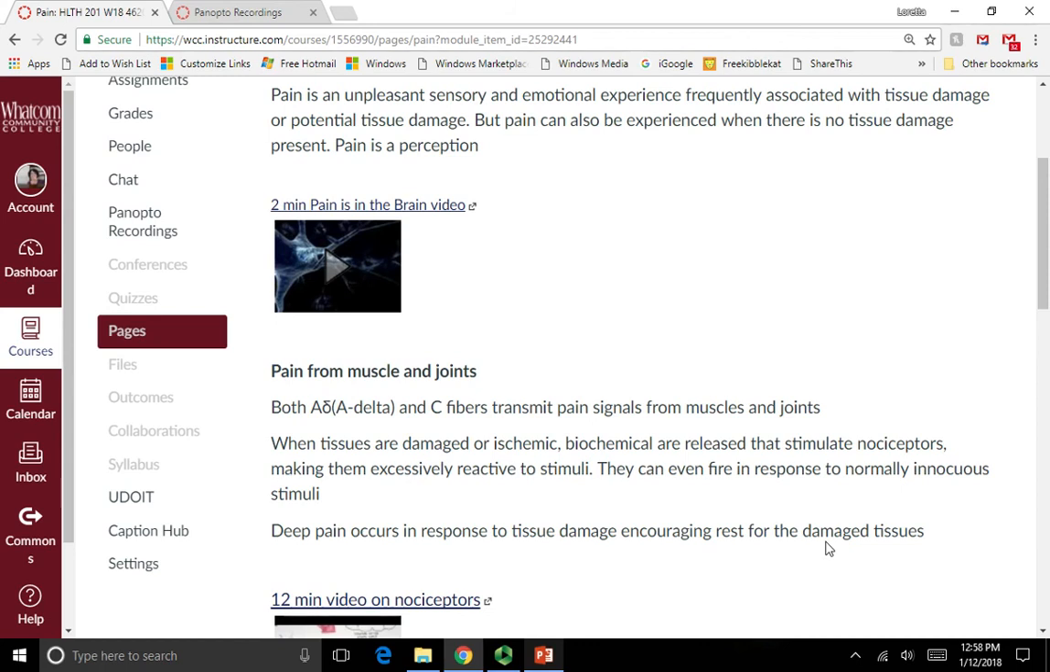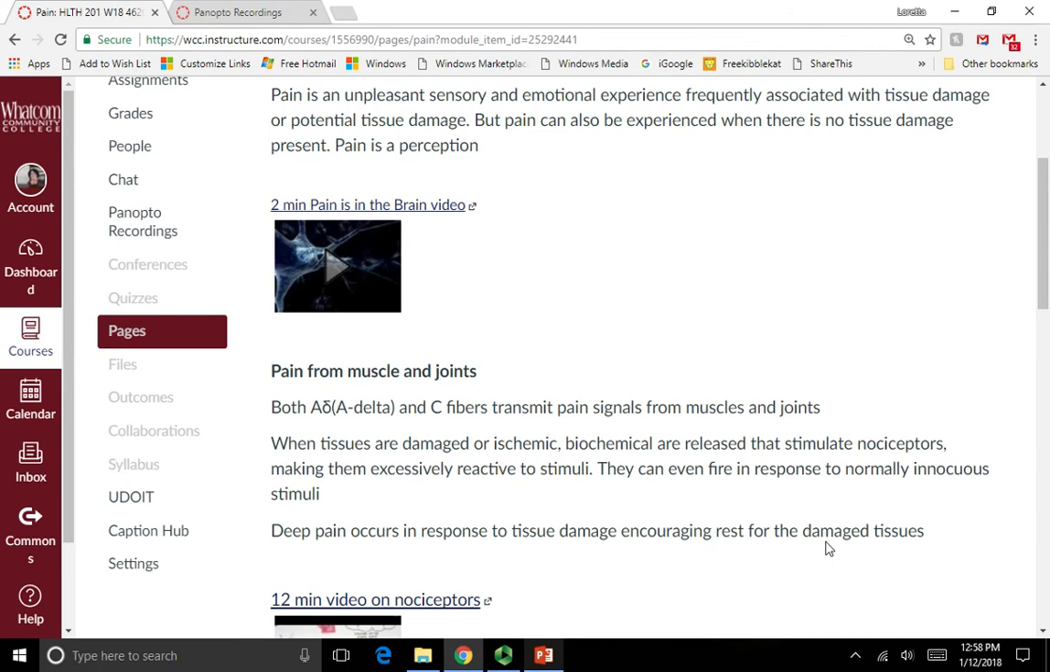Very interesting stuff. So from pain from muscle and joints, both A delta and C fibers transmit pain signals from muscle and joints when tissues are damaged, ischemic, when biochemicals are released that stimulate nociceptors. It makes them excessively reactive to stimuli. They can even fire in response to normally innocuous stimuli.